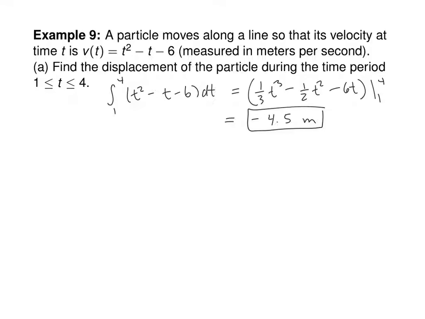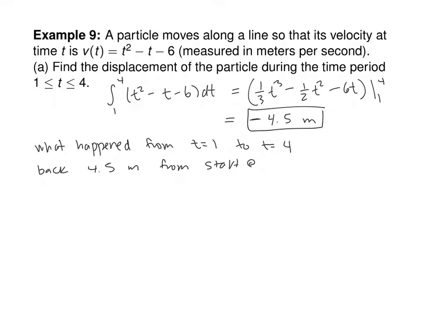I'll assume given enough time, you can actually do the arithmetic, right? Or I'll try to make the arithmetic easier on a quiz, so you're not bogged down in adding fractions, okay? So what does this mean about the particle's position? What happened? From t equals 1 to 4, how does the position at time 4 relate to time 1? If this is negative 4.5, the particle is back 4.5 meters from the start at t equals 1.